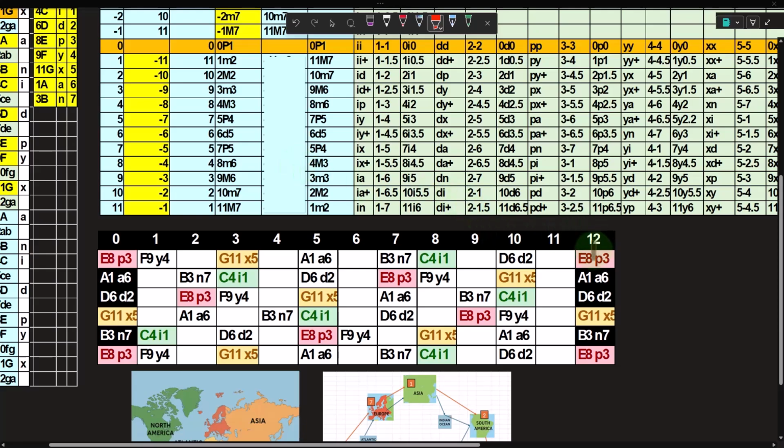So let's say we're on Phrygian way out here. We go back 11. 1, 2, 3, 4, 5, 6, 7, 8, 9, 10, 11. It would bring me to here, right? So that would be 11 back.